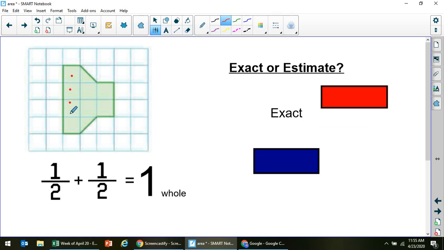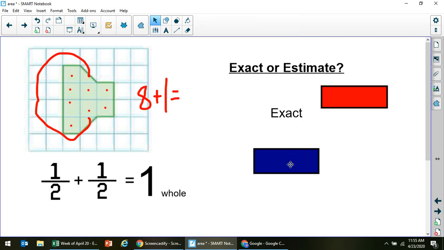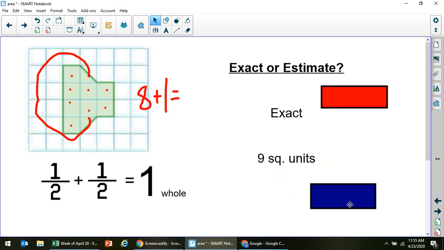Okay, so I always start off by counting the wholes first. 1, 2, 3, 4, 5, 6, 7, 8. So I have 8. And I notice here I have a half and I have another half. I have 2 halves. And remember, 1/2 plus 1/2 equals a whole. So I'm going to add 8 plus my 1/2. And what does that leave me with? So what is my exact amount? Don't forget to put square units at the end. You should have come up with 9 square units.